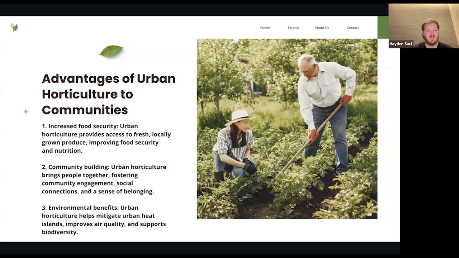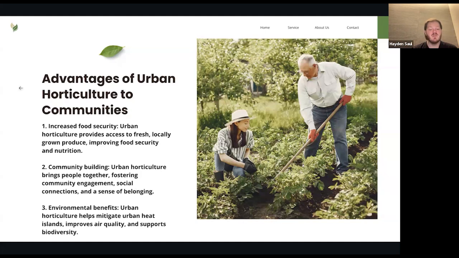While Priya is pulling that up, I'm happy to get started on this slide and then let her jump in. To start off, we want to talk about the advantages of urban horticulture in communities. The first is increased food security. Urban horticulture provides access to fresh, locally grown produce, improving food security and nutrition. Here in New York, we don't have a lot of naturally produced food. It is a lot of concrete and city. So in these little communities, we're able to grow very simple things that help the community, such as carrots, tomatoes, and lettuce. We can't grow things that aren't true to our region, so you won't see a lot of palm trees around New York City.